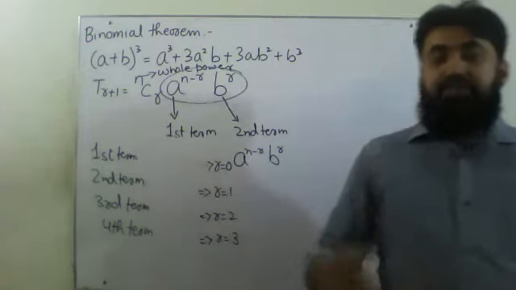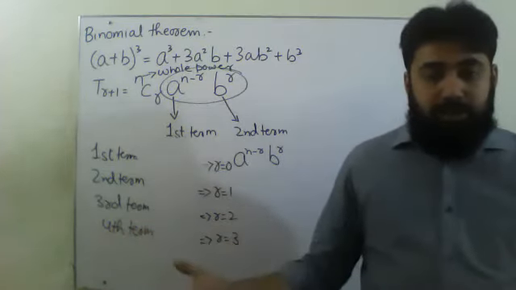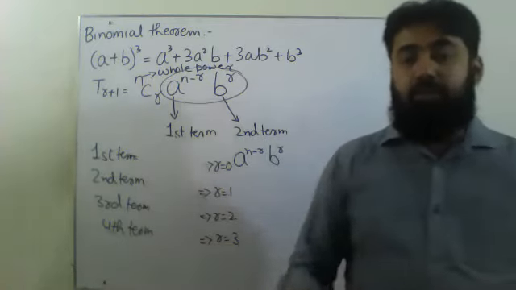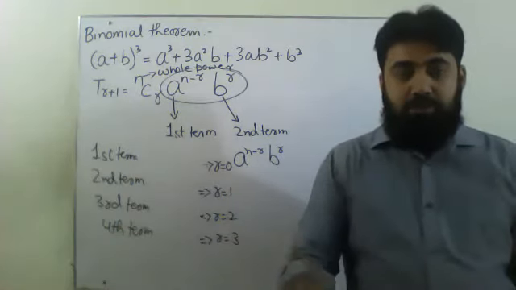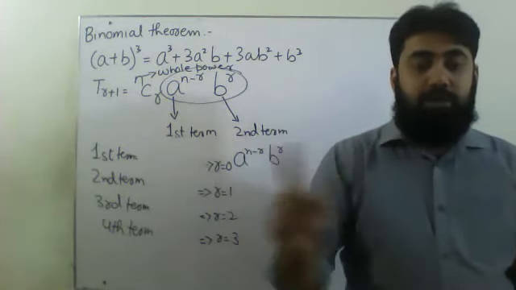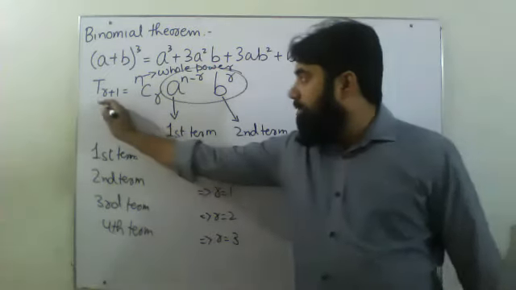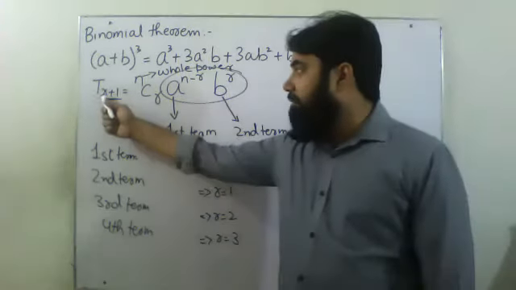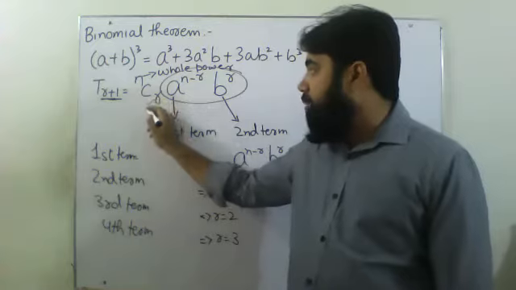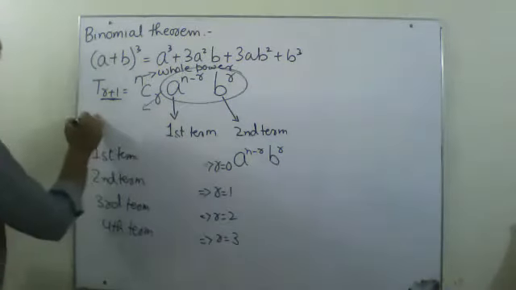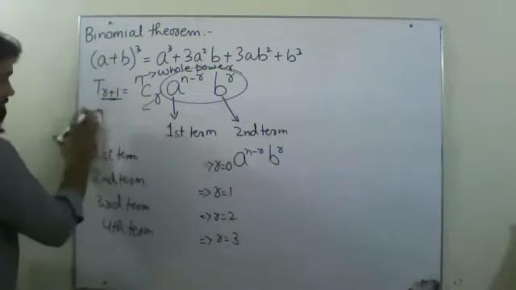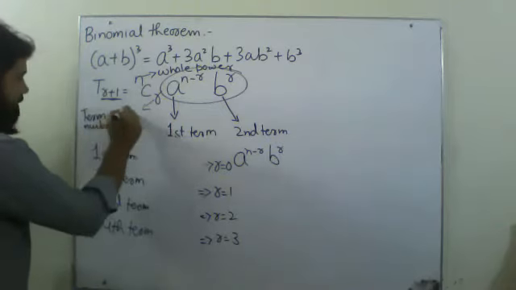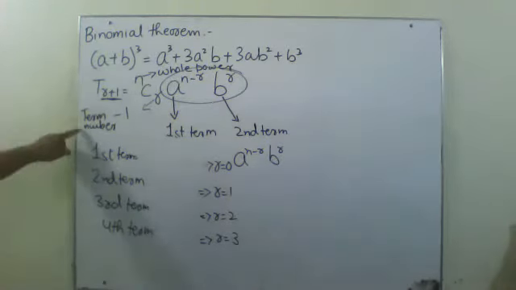In this same way, if I'm saying the value of r is 8, what will be the term number? You will say, okay, 8 plus 1, the term number will be 9. If I'm saying r equals 17, which term number? R plus 1, the term number will be 18. So see, over here I have written that for any term, it will always be r plus 1, where r is term number minus 1.